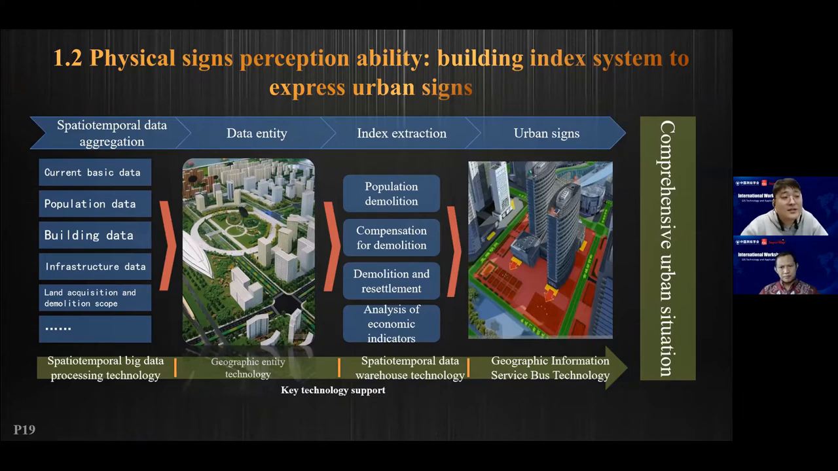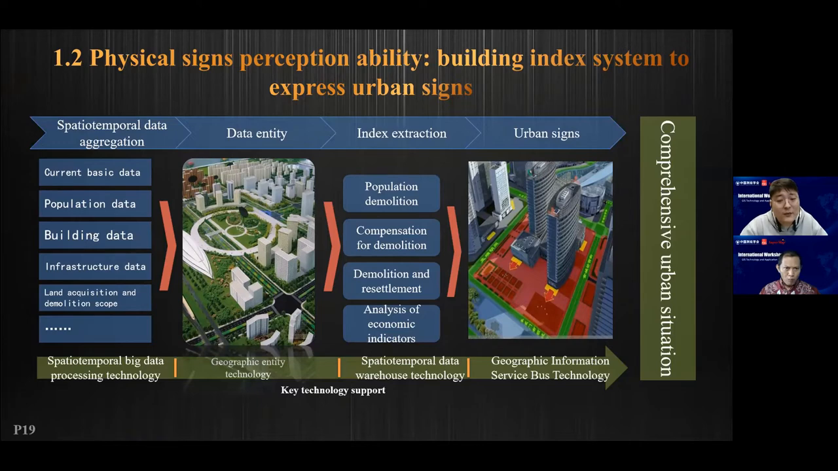The next ability is the physical scene perception ability. The ability of physical scene perception is also very important in the progress of smart city construction. From the spatial-temporal data aggregation and data entity to the index instruction, we can then get the urban signs.